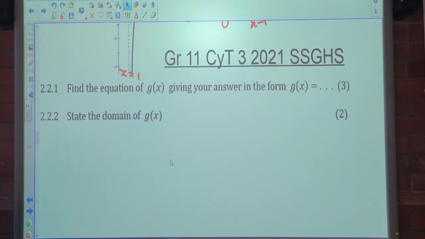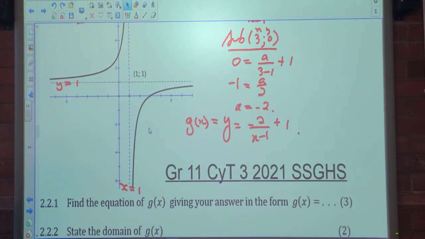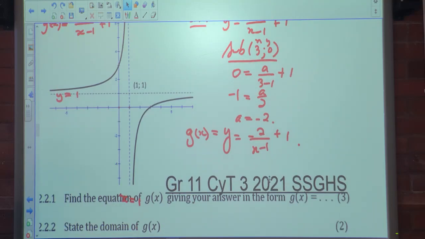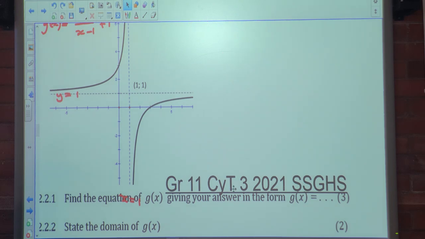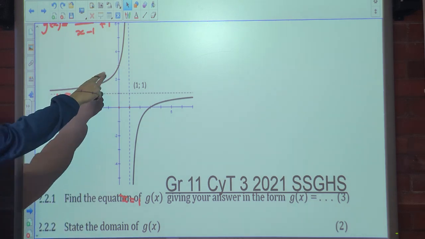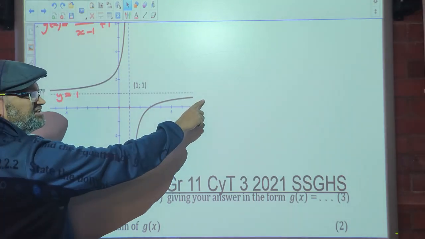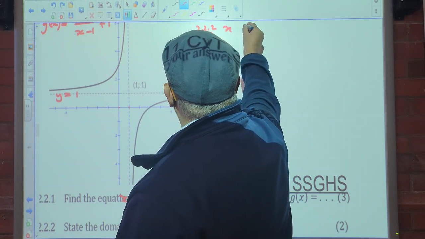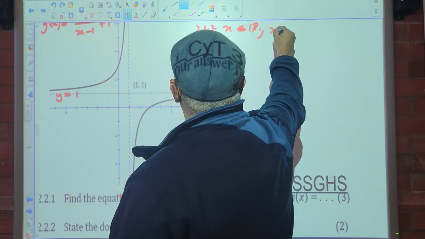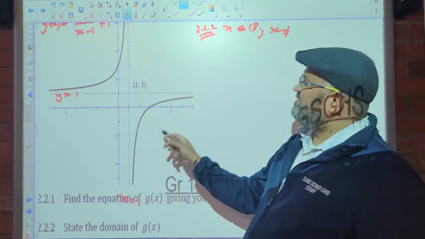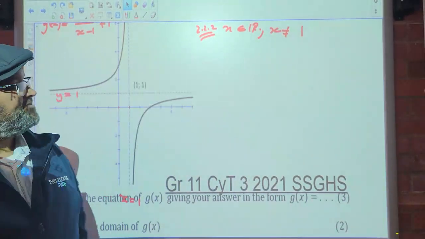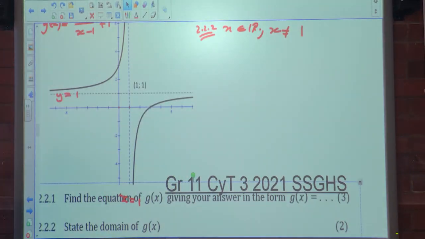Right, let's go to the next question. State the domain of g of x. People, what is domain? All possible x values. So if you look at this graph here, this graph exists from negative infinity to positive infinity on your x. So what do we write for that? x is an element of all real numbers. However, x is not equal to 1. Is there any confusion at this point?